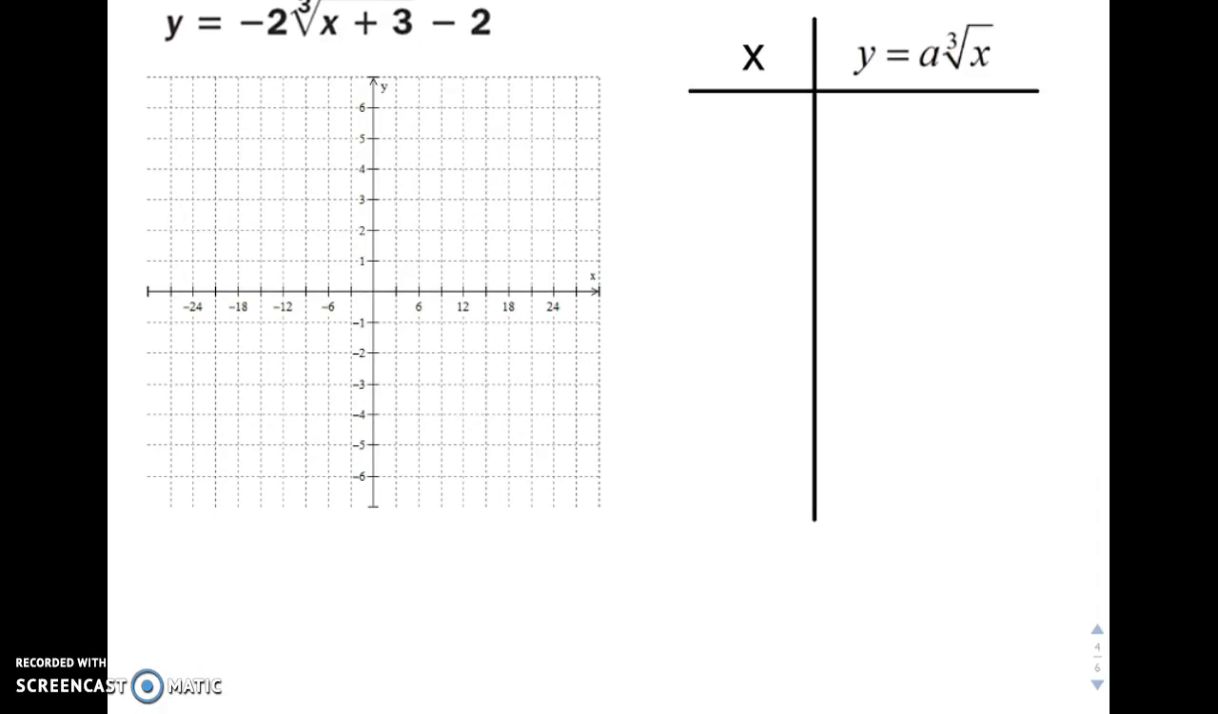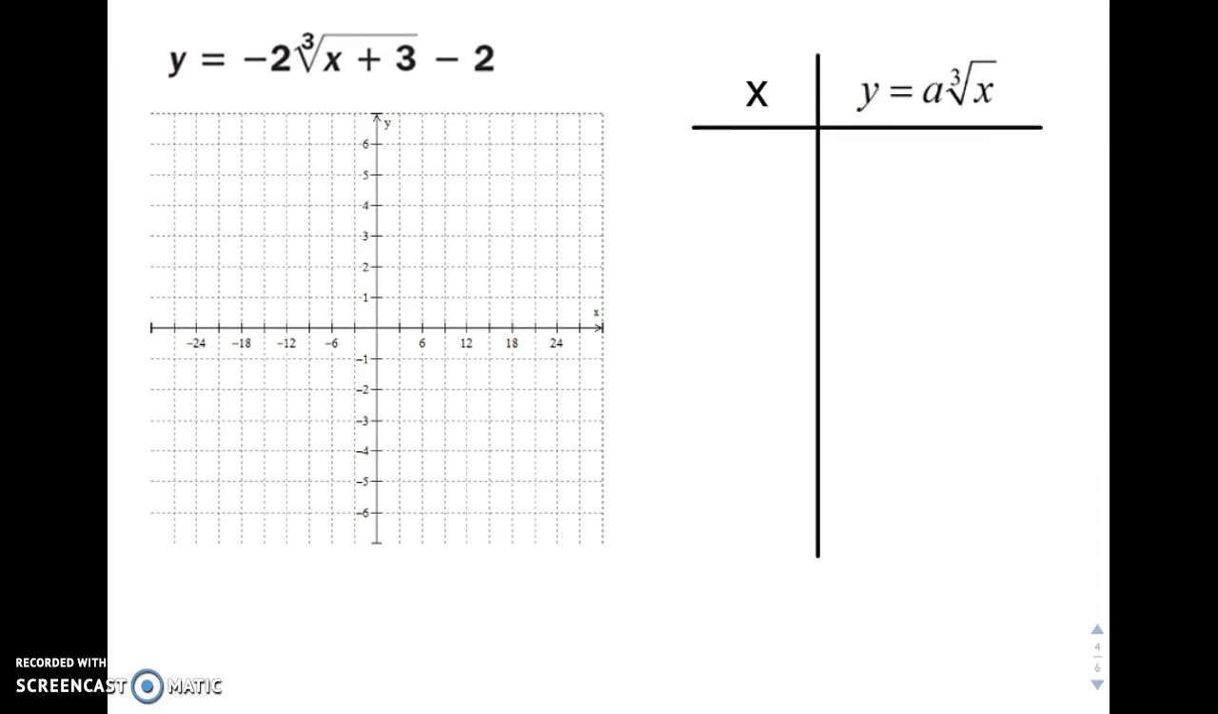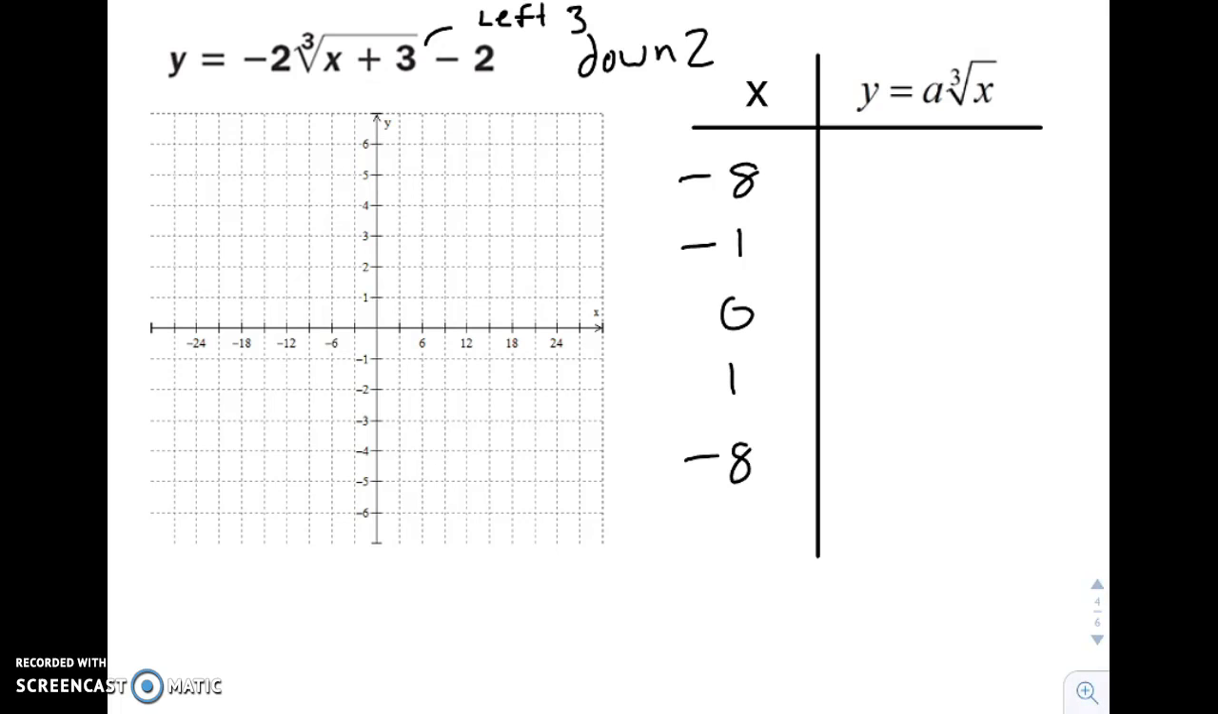You can do the same thing with cube root functions. Cube roots, we're just going to ignore. We know that that 3 means it's to the left 3 and then down 2. So what are good cube root functions? Well, you've got -8, -1, 0, 1, 8. It's a good place to start. And we're going to graph y equals -2 times the cube root of x.